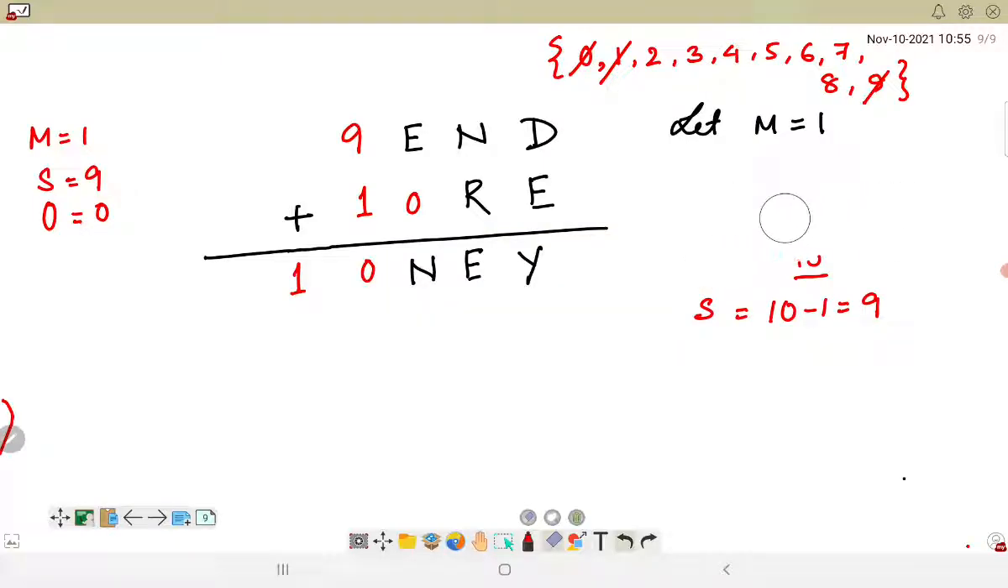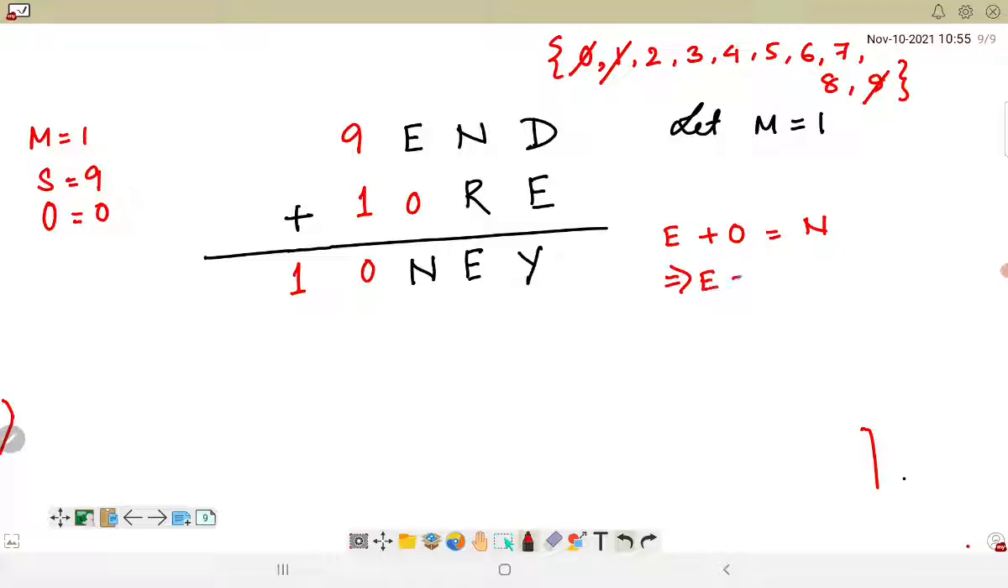So let's do this. Okay, e plus 0 is equal to n. That means it will give us e is equal to n, right? So is e equal to n possible? This thing is not possible.